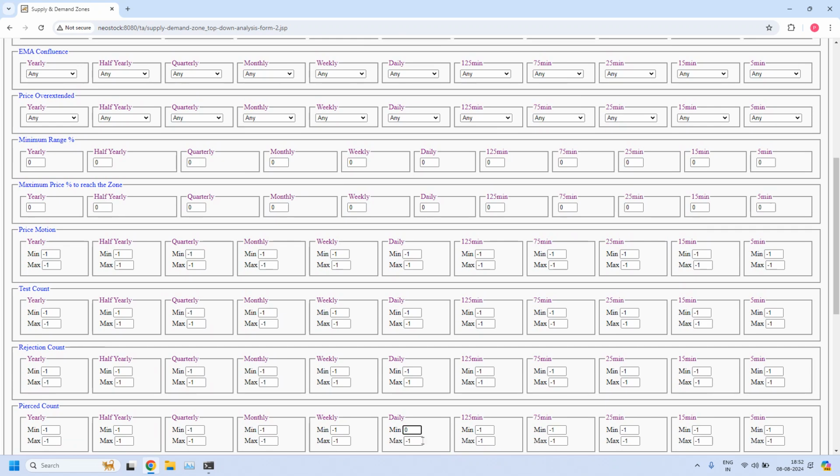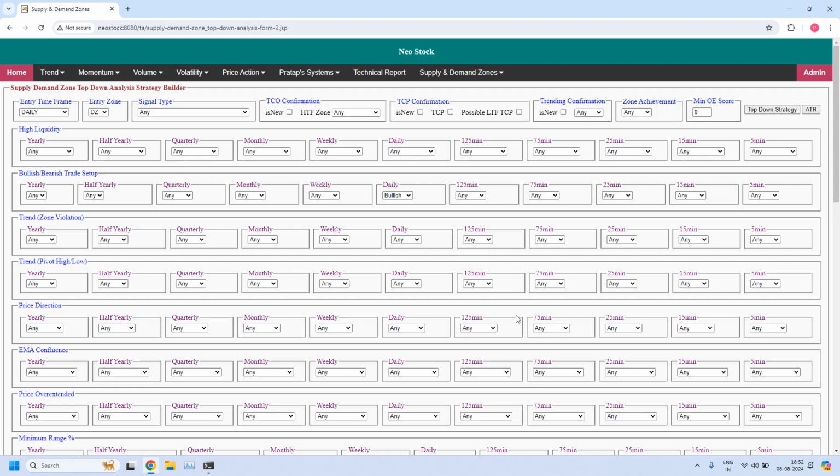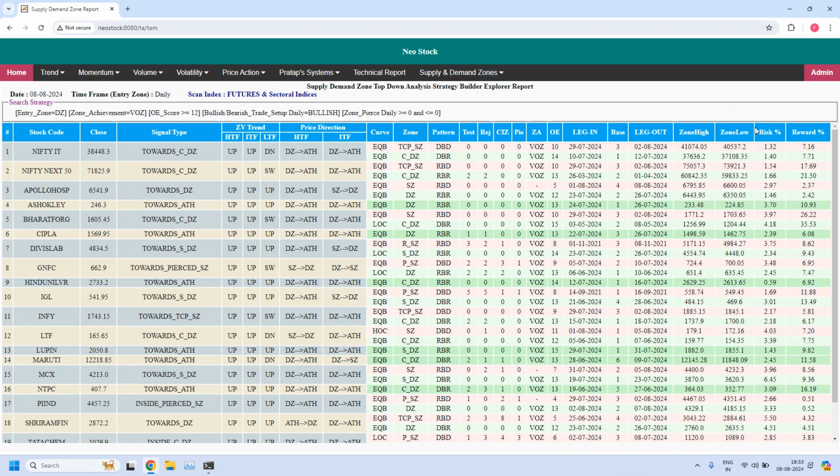Minimum value 0, maximum value 0. That means we are informing the software to display only daily demand zones having pierced count 0. That's why we specified here daily demand zone. And the minimum odd enhancer score should be 12. And the zone achievement should be violated opposing zone, VOZ. So all the three filters are applied to daily demand zone. Now let us generate the report.